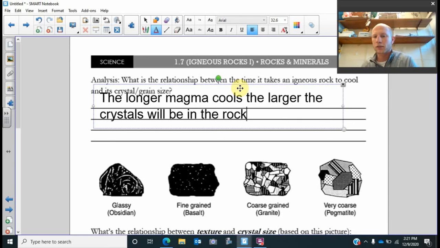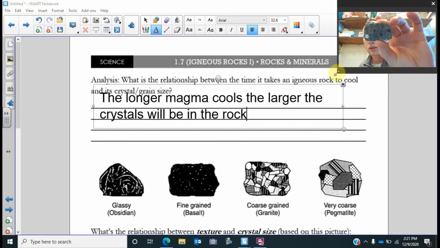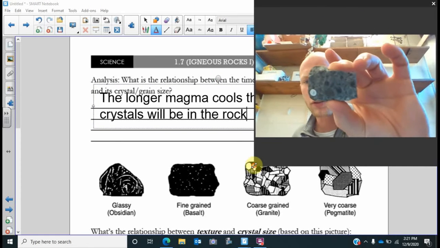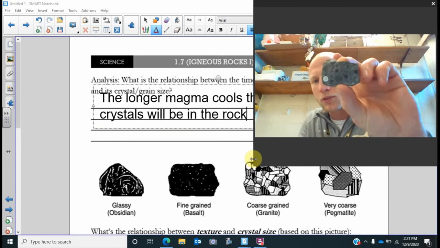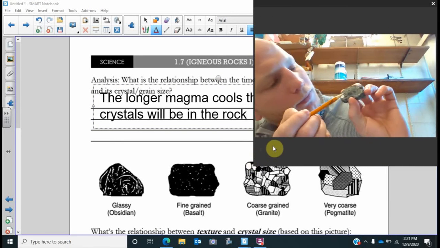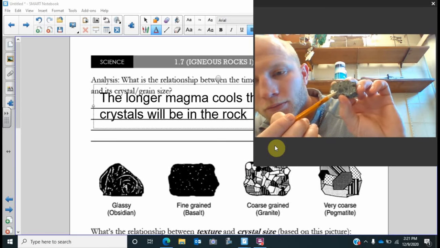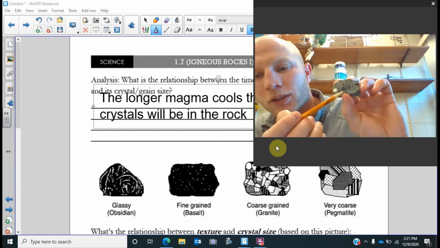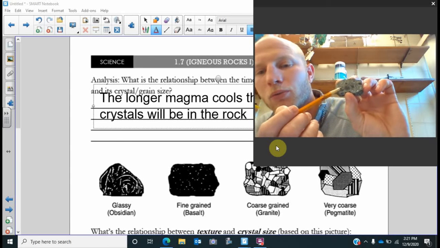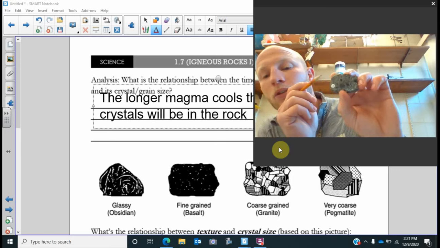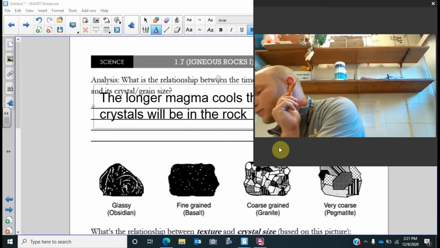I don't know if you guys can see these little guys right here, but this is a nice piece of granite, where you end up seeing these different guys, and these are our crystals in here. And these are actually some pretty good sized crystals, which would definitely indicate that this one took a really long time to cool.